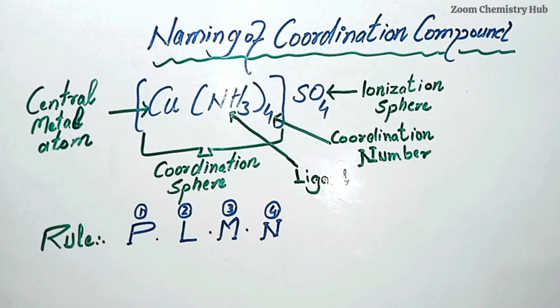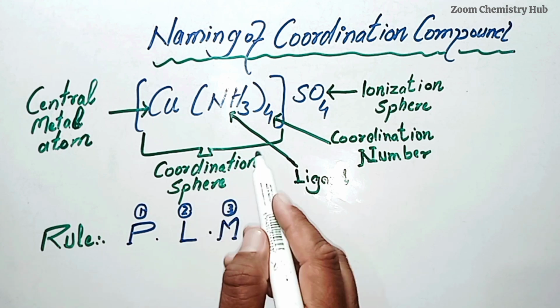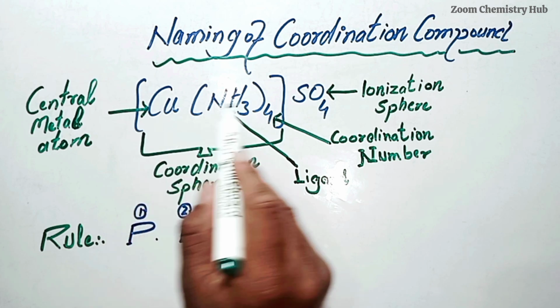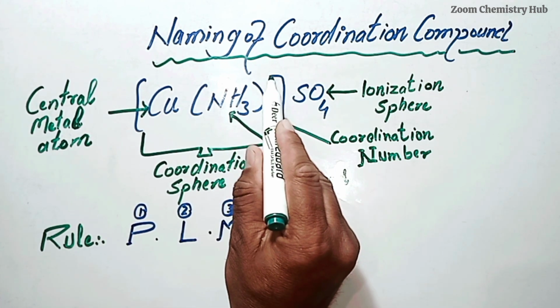Today in this video we will learn the naming of coordination compounds. So we have a coordination compound. First we will learn its constituents or parts. So here this is the coordination sphere, the whole bracket.